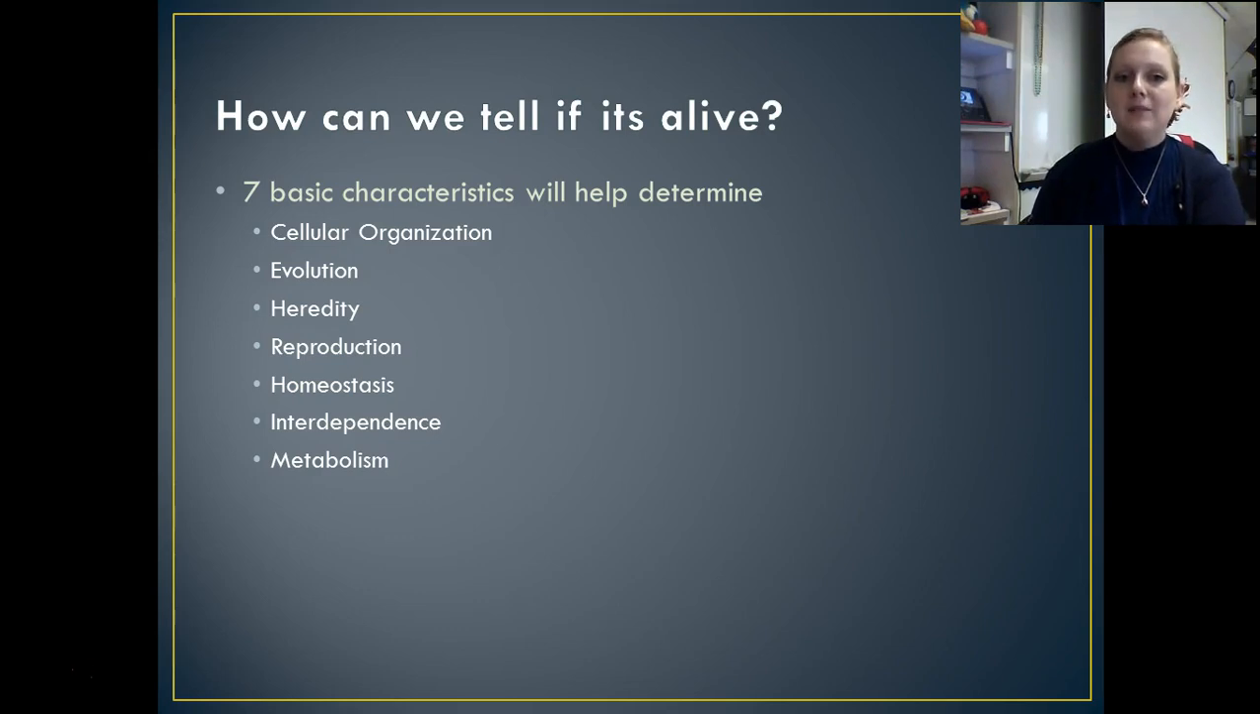Heredity. What we mean by heredity is, is it able to pass on its genetics to future offspring? Can you see that traits are passed from generation to generation? Is there a pattern? Does it skip? Okay. Reproduction. Is it able to make babies? Is it able to copy itself? If it can't reproduce, it's not alive.